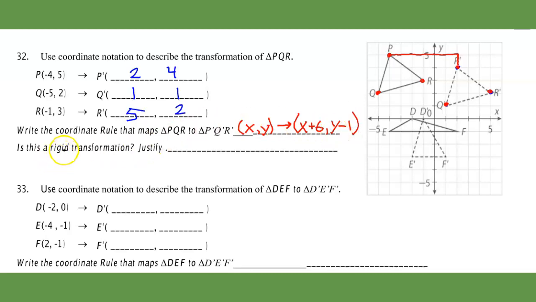Right? This is a rigid transformation. Rigid means same shape and size. Okay, that's what rigid means. So that's how we justify it, is that triangle P prime, Q prime, R prime has the same shape and size.